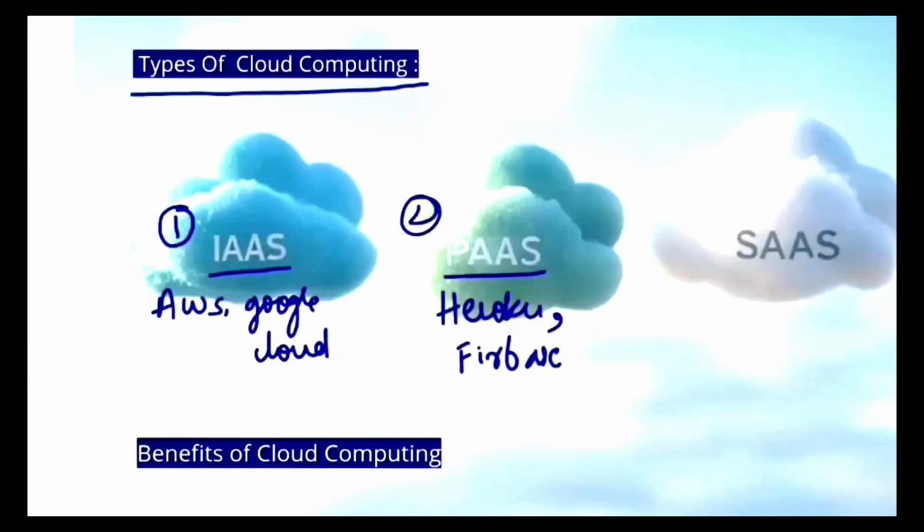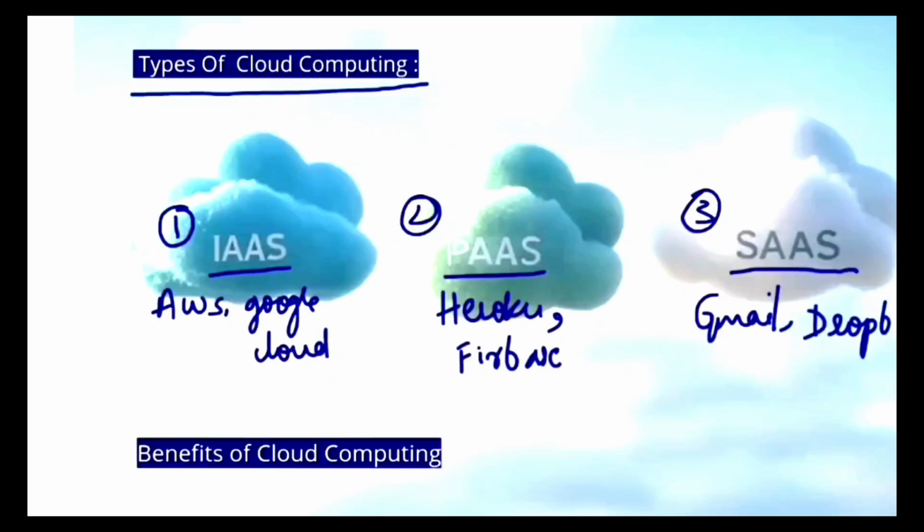And the third one is SaaS, that is software as a service. Examples are Gmail or Dropbox. These are examples of software as a service. Using this, we can use apps directly on the internet.